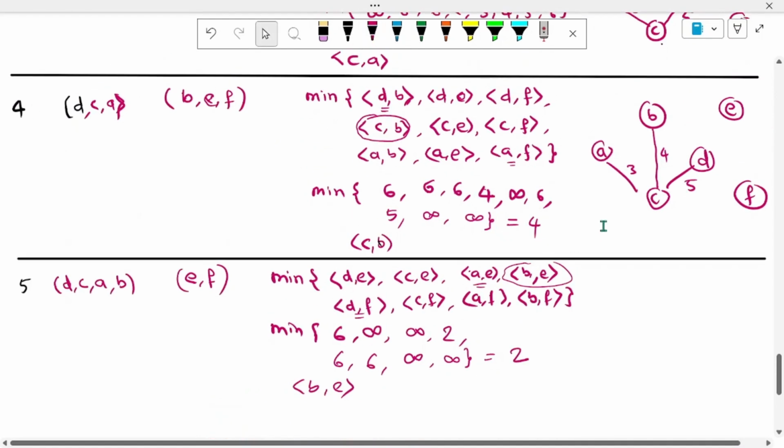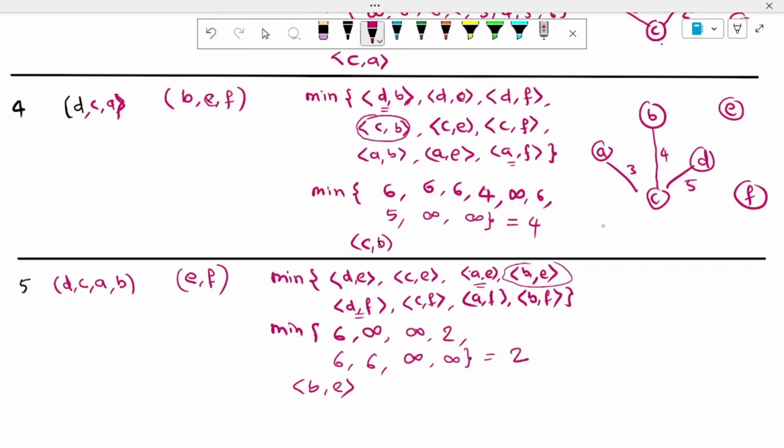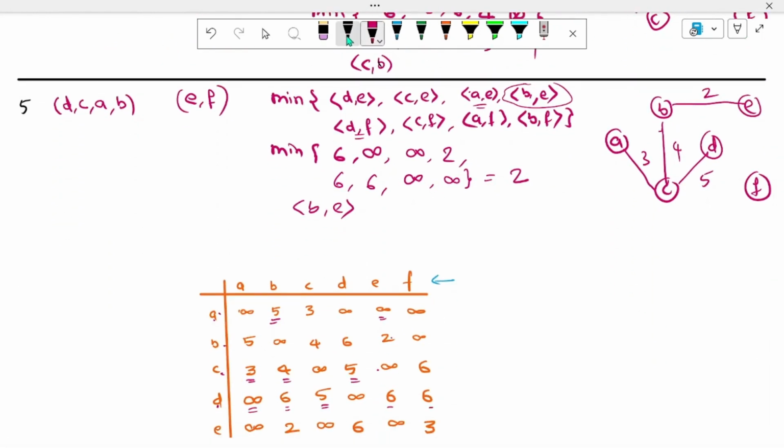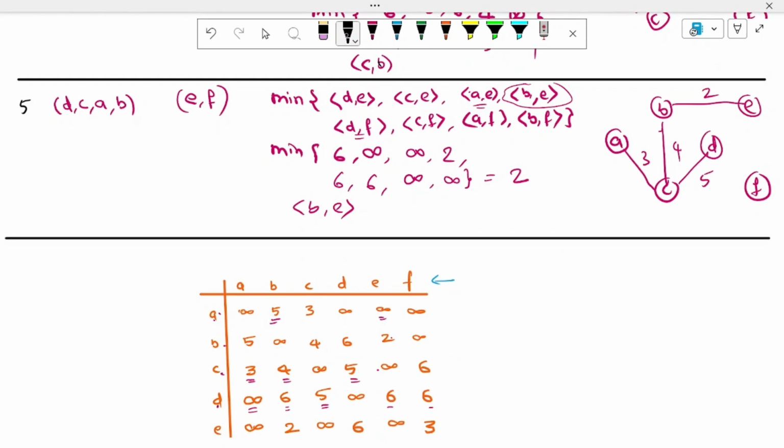So I am going to have B and E, A, B, C, D, E, F. This is 3, this is 4, this is 5, and this is 2. After step 5, our graph is going to look like this. Now if you count the number of edges and the vertices, there are 6 vertices and 4 edges. We'll require one more edge to make sure that it is going to be a minimum spanning tree.